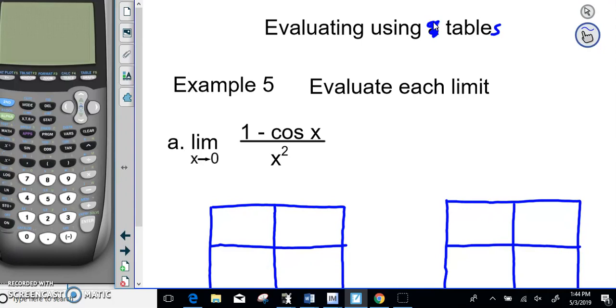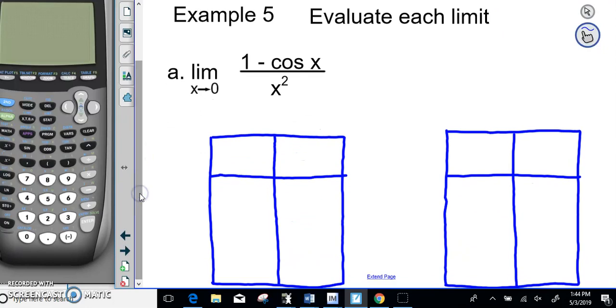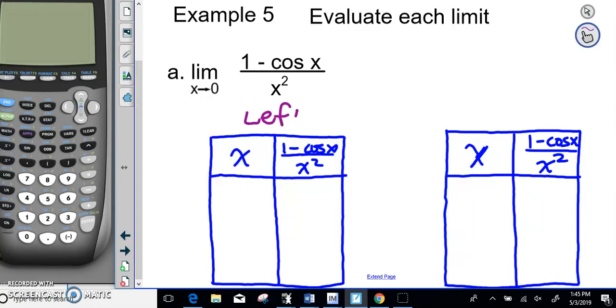So here, we're going to evaluate this function and make a table. We have x here, and 1 minus cosine x over x squared. And then over here, same thing, x and 1 minus cosine x over x squared. Since we're talking about two tables, we're going from the left side of the function and the right side of the function.